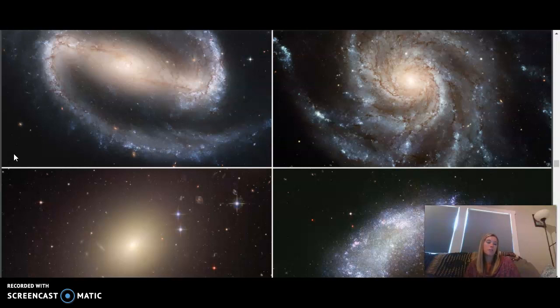But all galaxies are not the same. They come in many shapes and sizes. Some galaxies are spiral, some galaxies are elliptical in shape. Still, other galaxies are irregular in shape with no particular pattern.